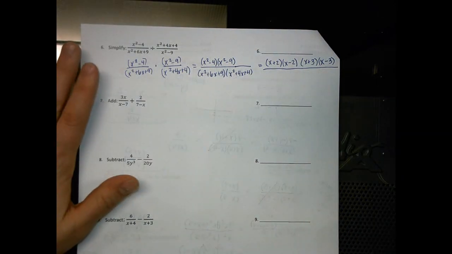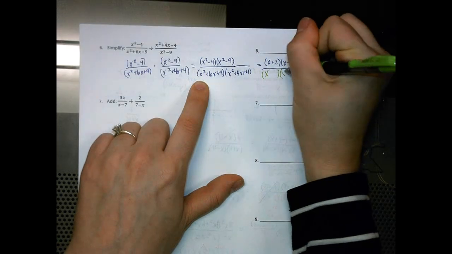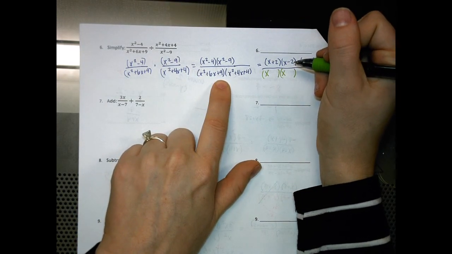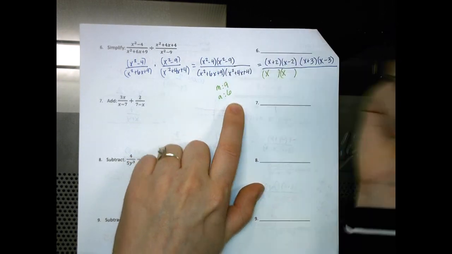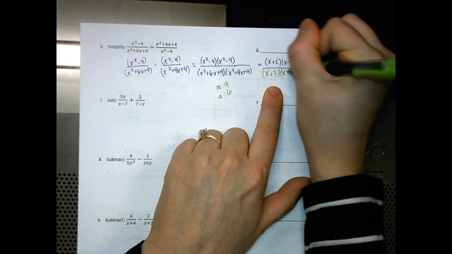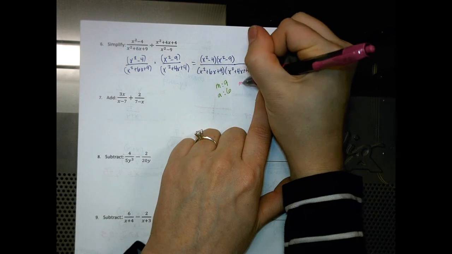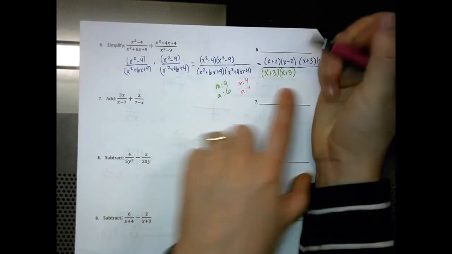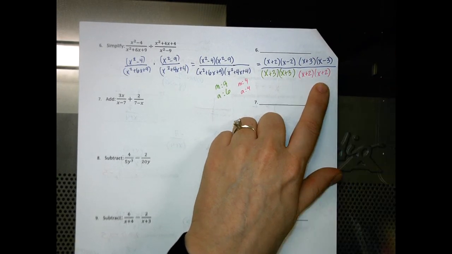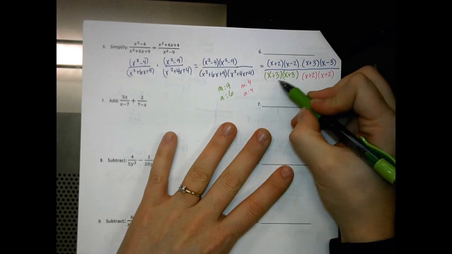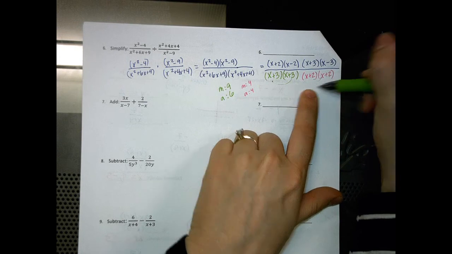So let's guess and check for my first set. X times x gives me x squared. What multiplies to 9 and adds to 6? 3 and 3. Positive 3 and positive 3. Okay, for my second one, what multiplies to 4 and adds to 4? 2 and 2. So I get x plus 2 times x plus 2. Let's check those. 3x plus 3x is 6x. That's good. 2x plus 2x is 4x.